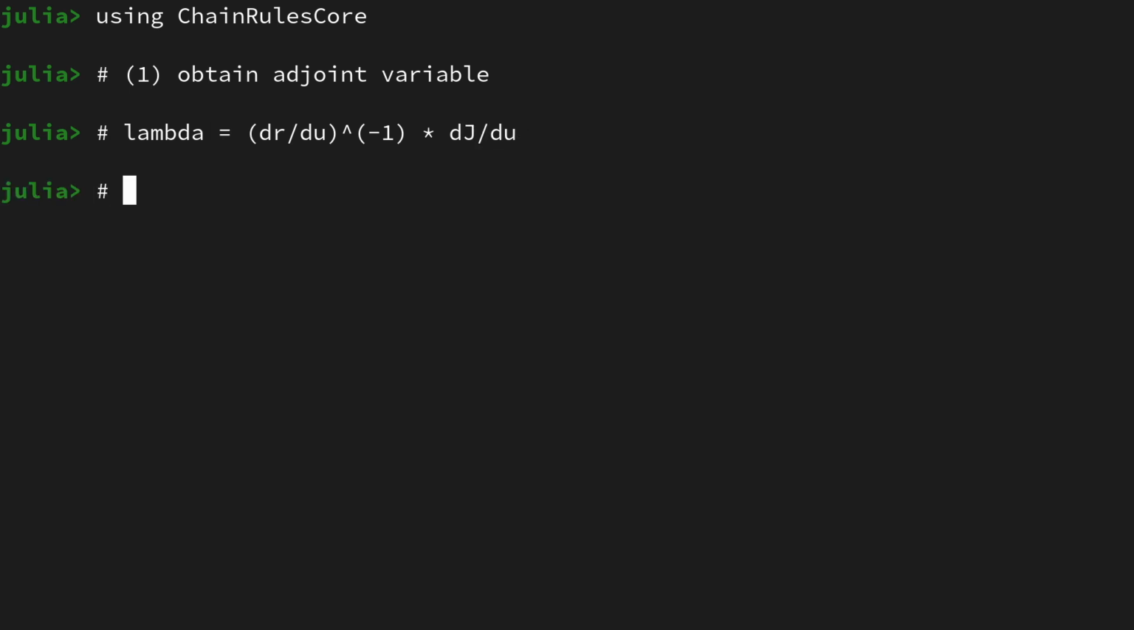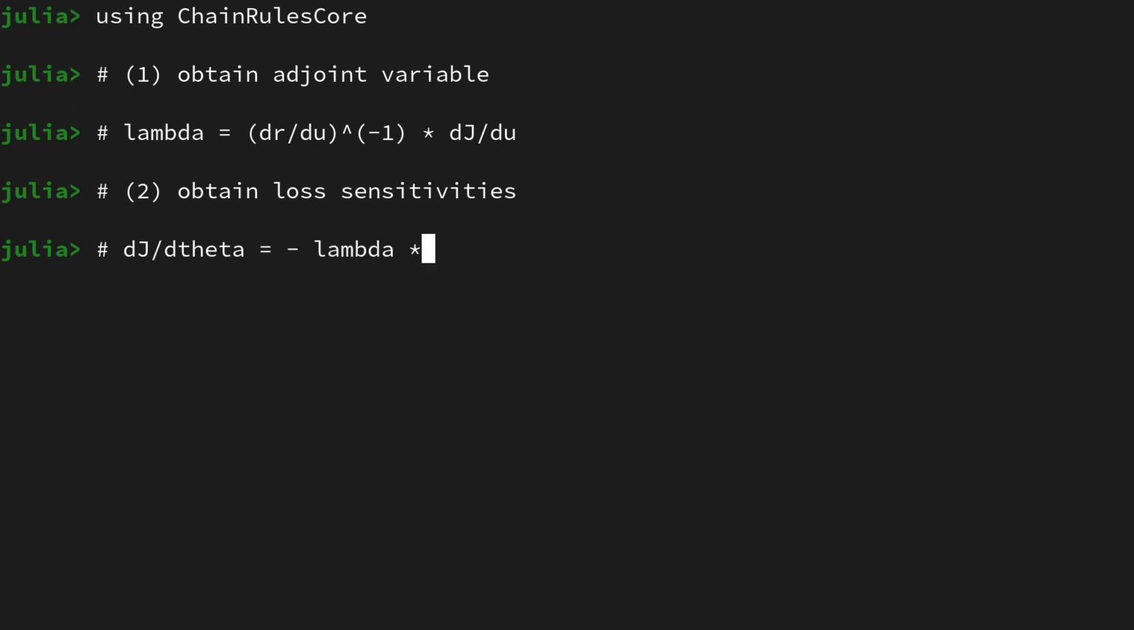And then once we have the lambda, we can obtain the loss sensitivities. So this will be step 2 to obtain the loss sensitivities. And here we will get a dJ by d theta. So this is what we are interested in. This is basically this local sensitivity, the gradient information. And we can get that by saying minus lambda multiplied with the derivative of the residual with respect to theta.